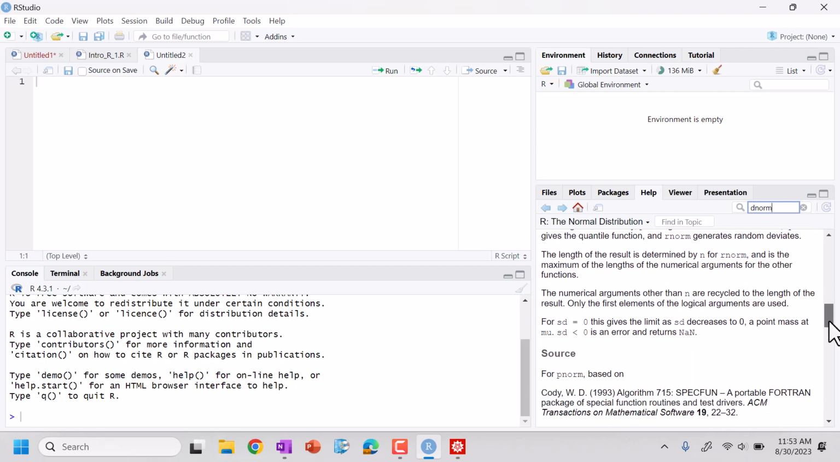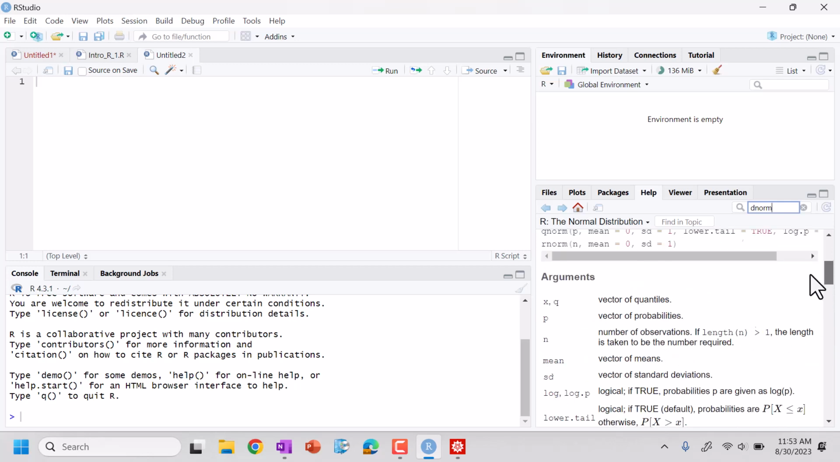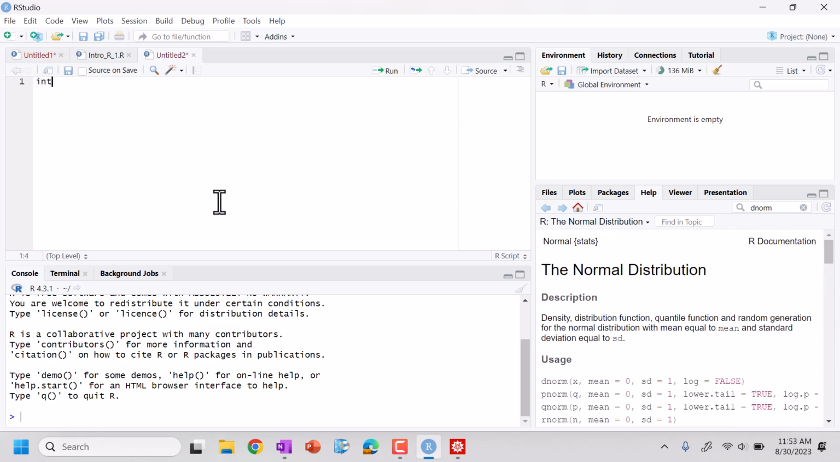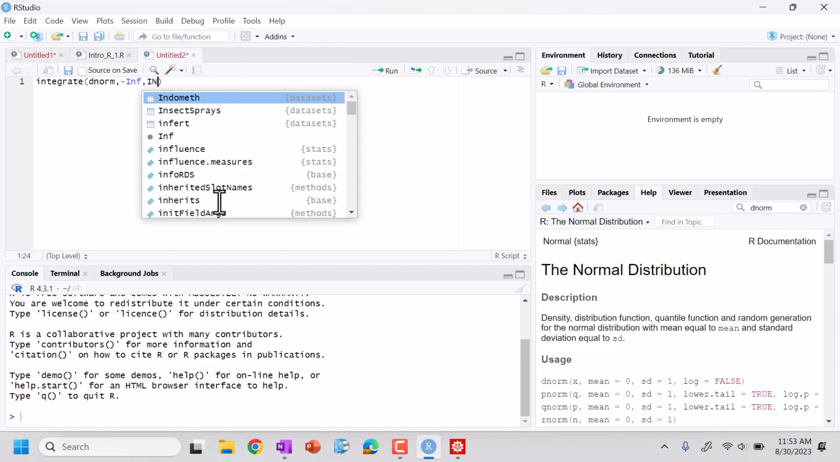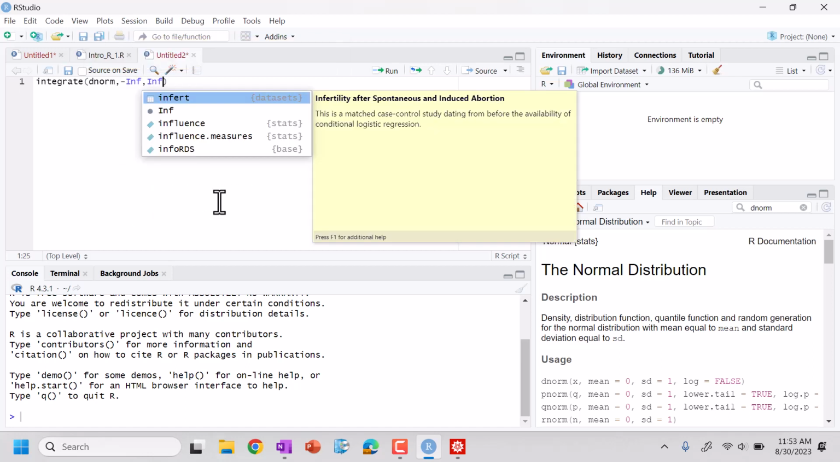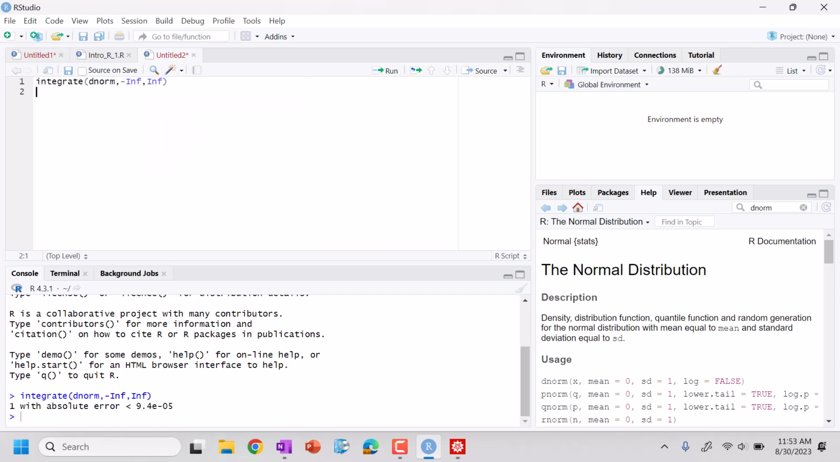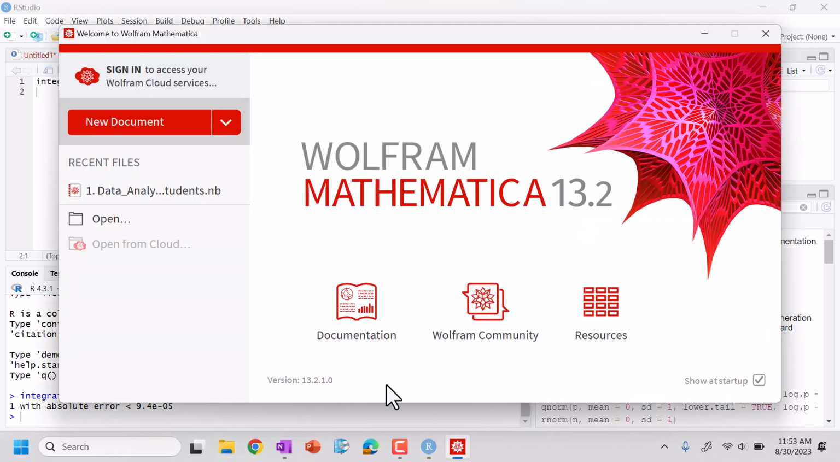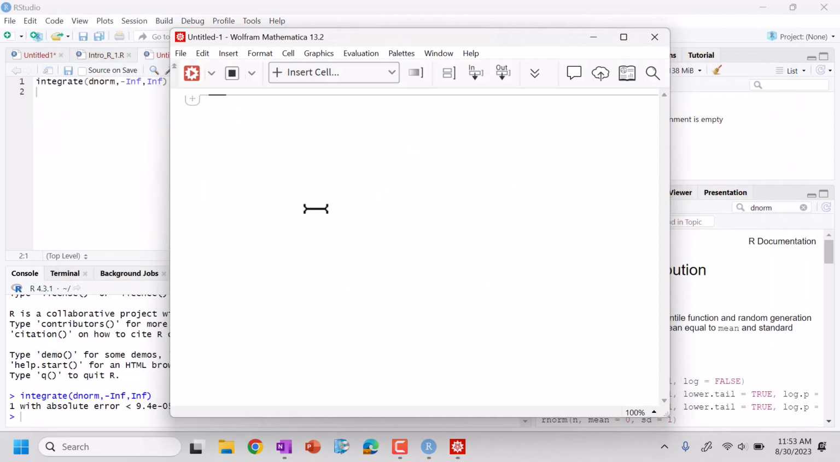Now, the nice part about dnorm is that we could actually integrate. So I could integrate that function dnorm, and we're going to just leave it with those typical values, and we're going to integrate it from minus infinity to infinity, and hopefully this is 1. 1, and we've got it. We can also set this up in Mathematica.